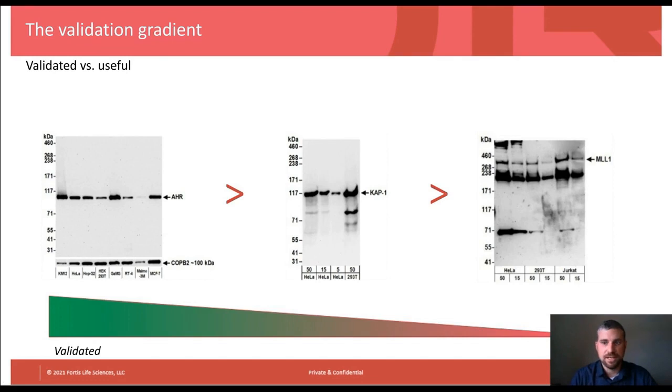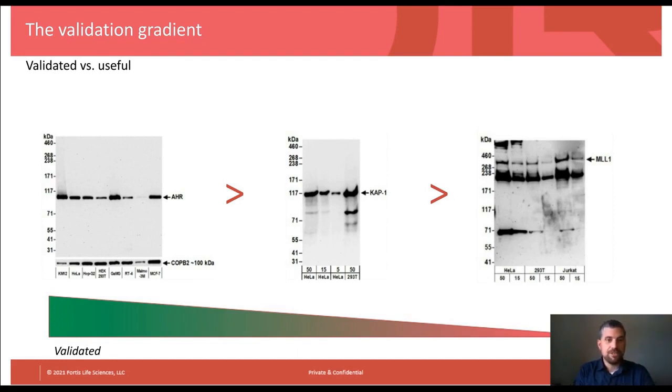And then as we move left to right, we're seeing this MLL1 antibody Western blot, where the blot looks a lot worse. We're seeing a significant amount of off-target binding, but we're still able to see this band. And so it becomes really important to be able to define what is validated, what is useful, is there a difference in those two things, and what are the implications of those potential differences.